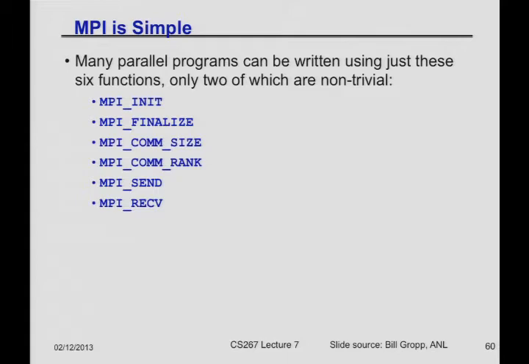That's a single subroutine call, you get the size. You can ask who am I. So you know if you're processor one, you do one subset of the data. If you're processor two, you do another. That's MPI comm rank. The rank is your number from zero to the number of processors minus one. And then to communicate, finally, there's sends and receives. And those were the two most basic ways to go.